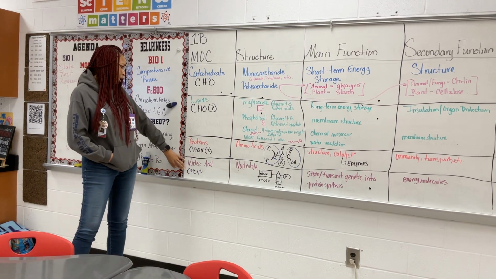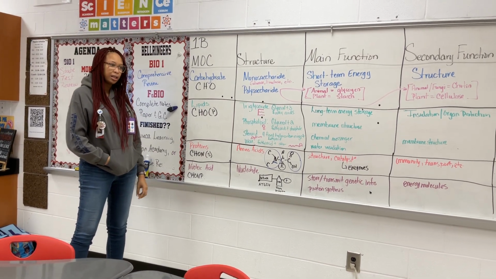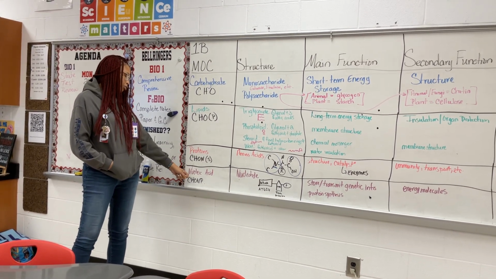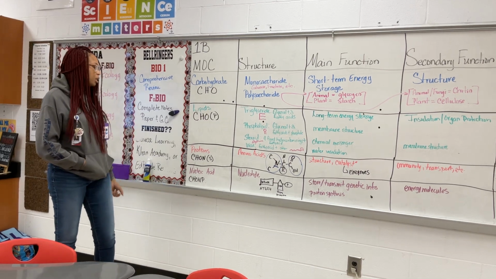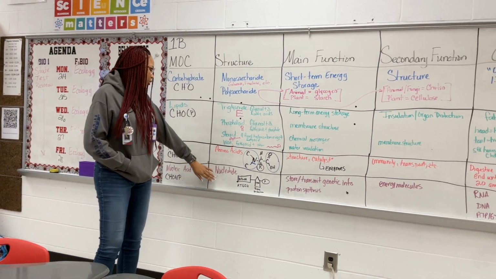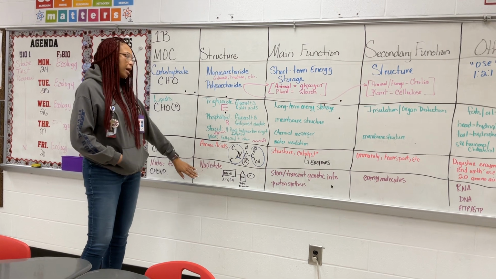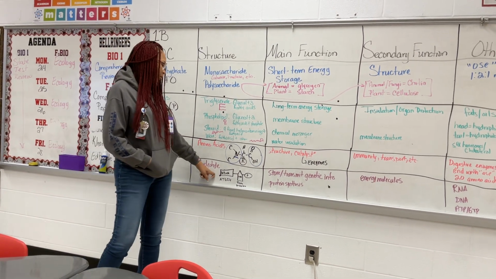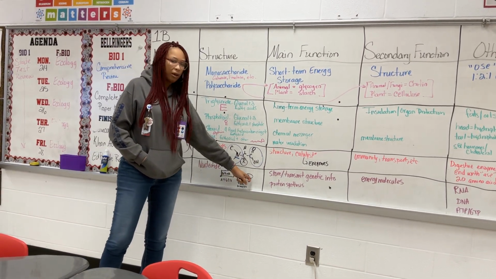The last class of macromolecules is going to be your nucleic acids. Nucleic acids are made of carbon, hydrogen, oxygen, nitrogen, and phosphorus. The monomer for a nucleic acid is a nucleotide. The nucleotide is made up of 3 parts. There's a nitrogen base, a sugar, and a phosphate group.